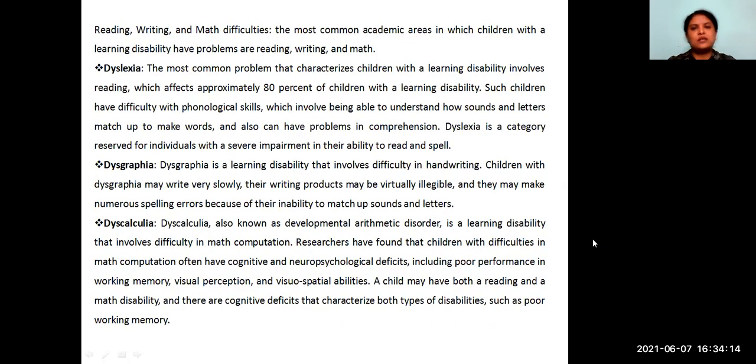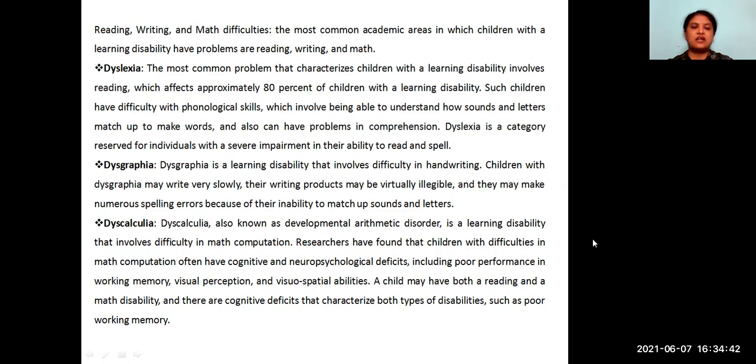So what are the types of difficulties they face? The first one is dyslexia. That is, it involves problems with reading, which affects approximately 80% of the children with learning disability. Such children have difficulty with phonological skills, which involve being able to understand how sounds and letters match up to make words, and also have problems in comprehension. So they find it difficult in understanding things.